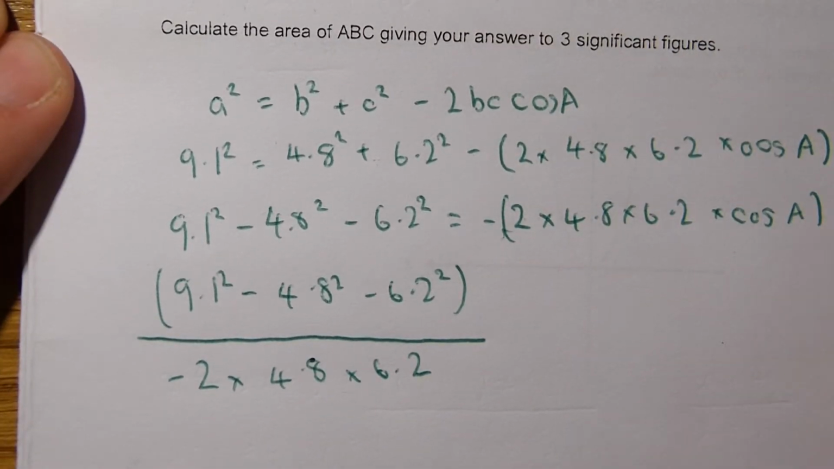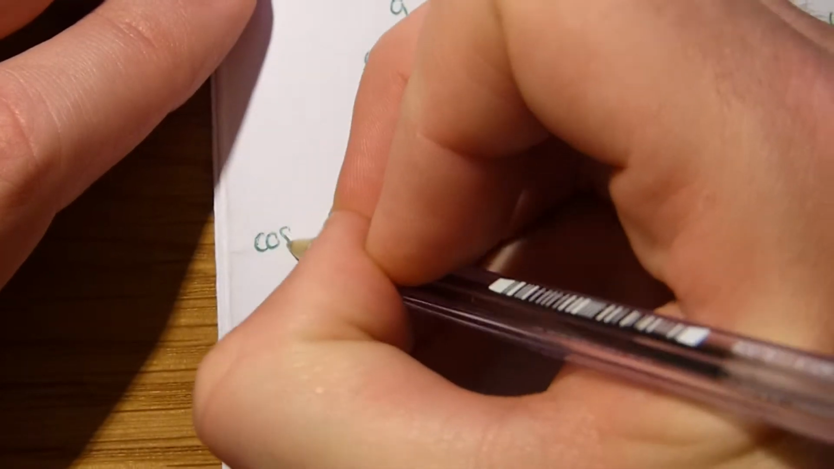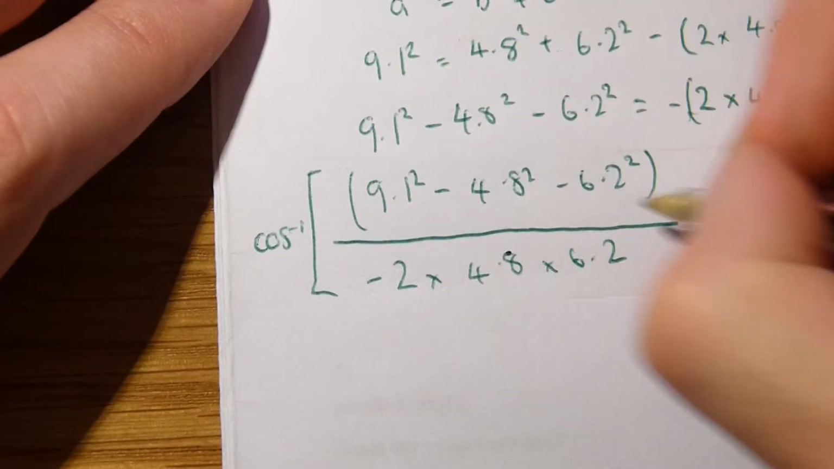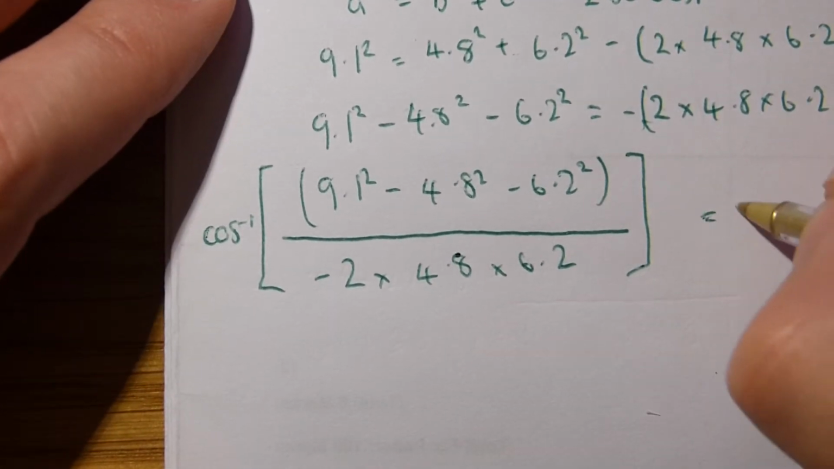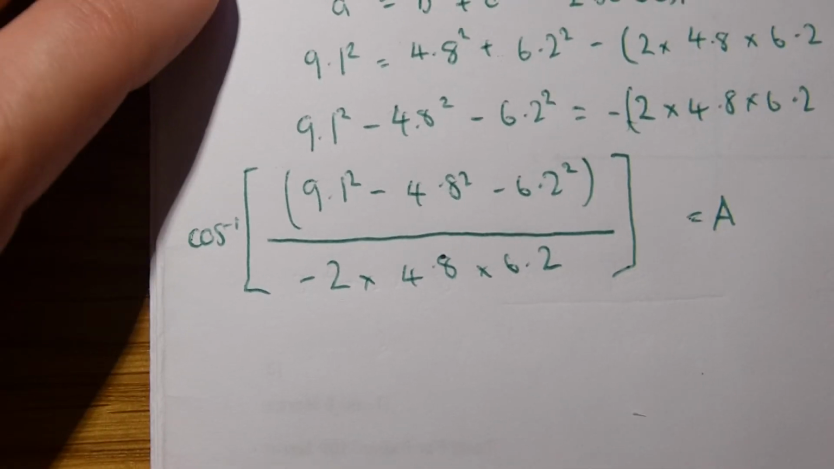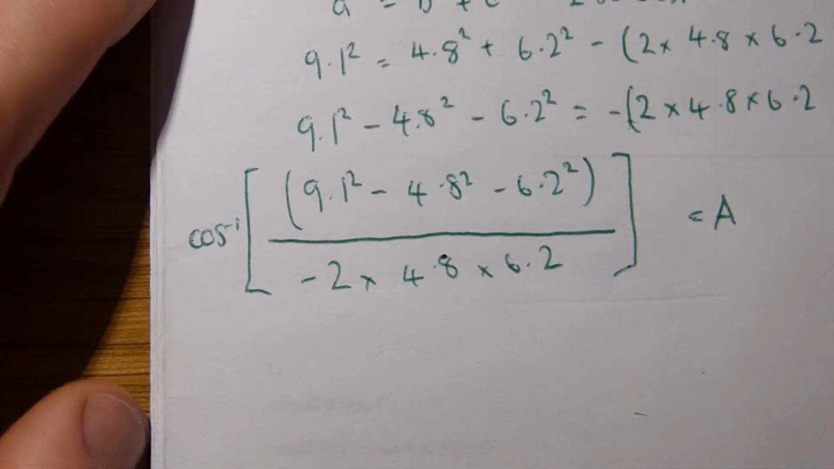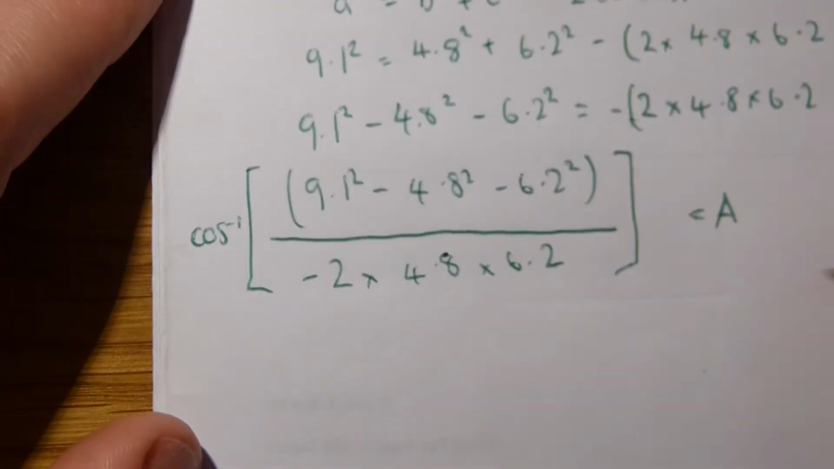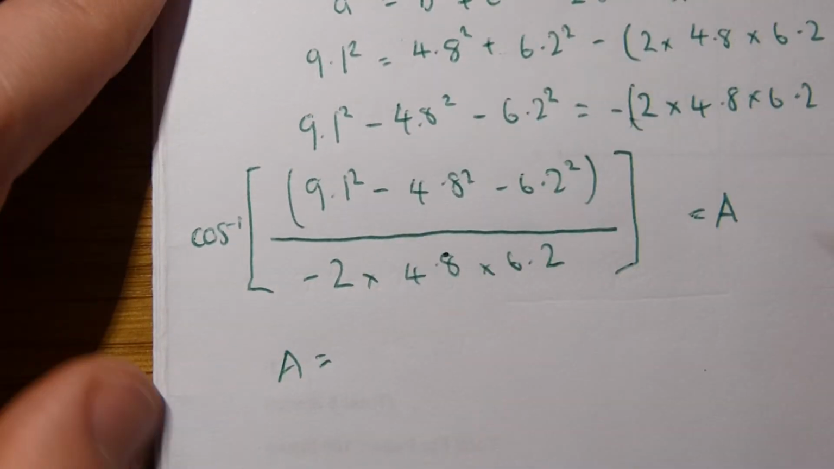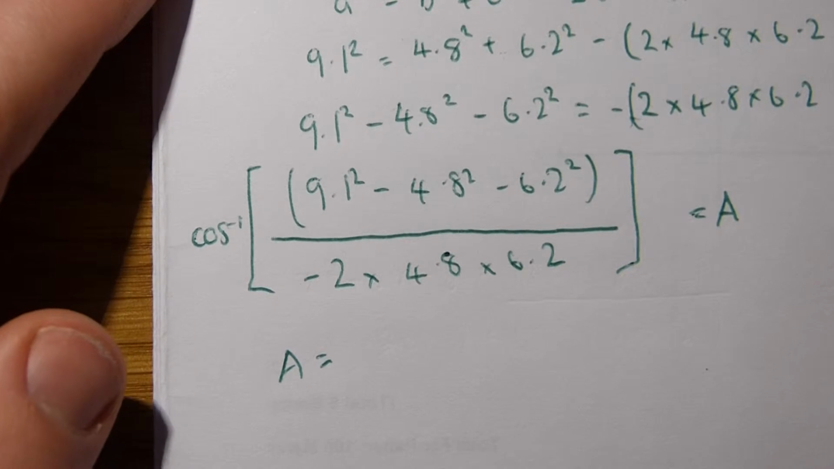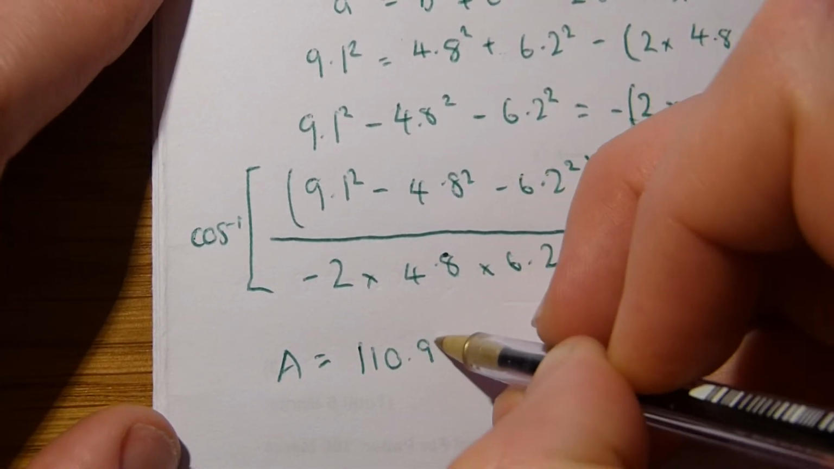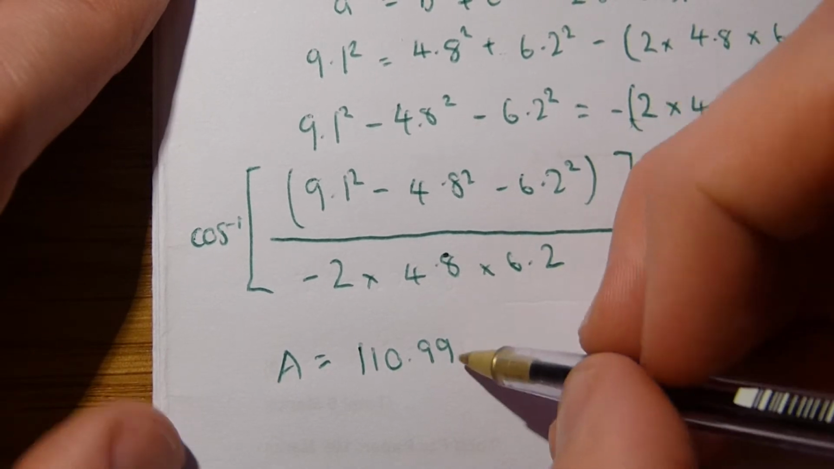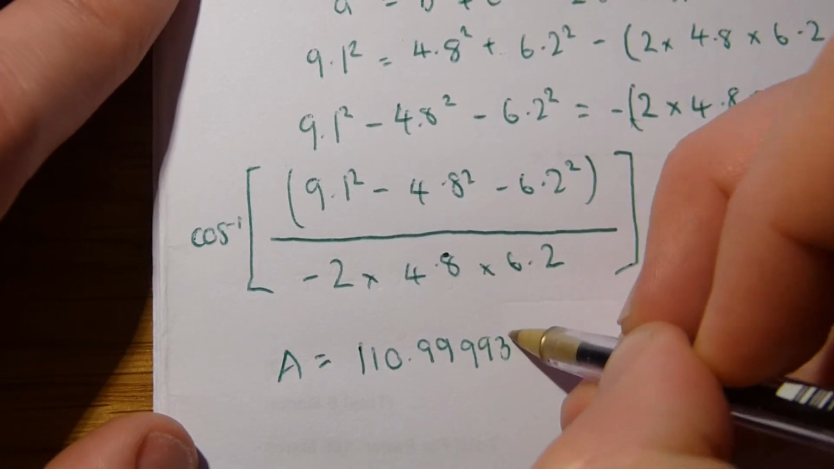To get the angle on its own, we're going to need to do inverse cos of all of that. That's going to give us A. Okay, get some brackets in there to help your calculator out, and that will eventually come out with the angle being 110.99993 degrees.